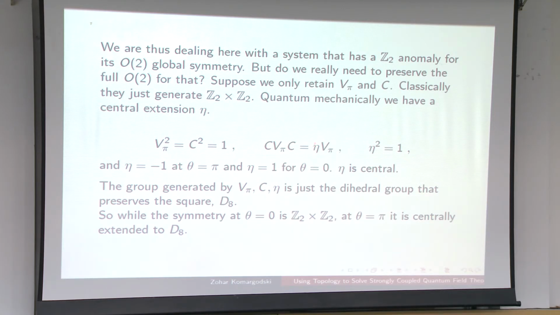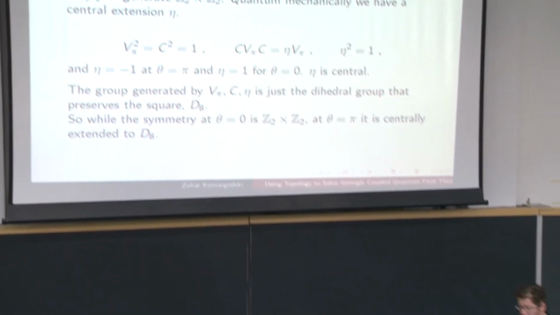Classically, there won't be a central extension eta, but at eta equals pi, eta is -1. So this -1 that we saw, the central extension, does not go away even if we just preserve a Z2 times Z2 symmetry. And therefore, any perturbation of the system that preserves Z2 times Z2 symmetry cannot make eta disappear, because eta is -1. And therefore, the degeneracy in the ground state must remain for arbitrary perturbations that preserve Z2 times Z2. In fact, this group is called the dihedral group, it's just the symmetry of a square. So while classically the system only seemed to have Z2 times Z2, quantum mechanically there is a central extension, and the symmetry is the dihedral group with 8 elements.